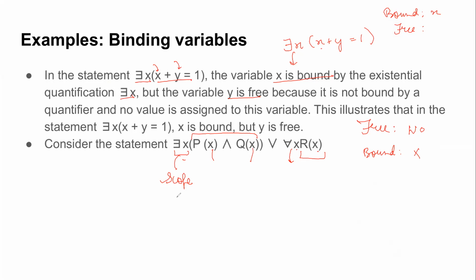Okay, now let me just rewrite it. Suppose I write there exists an x, p of x and q of x, or for all y r of y. Can I write it like this? Will it affect my statement anyhow? Can I do this renaming of variable? Will it affect my statement? Okay, so Abe says yes, Arpamit says no. Anyone else? Will it affect my statement?